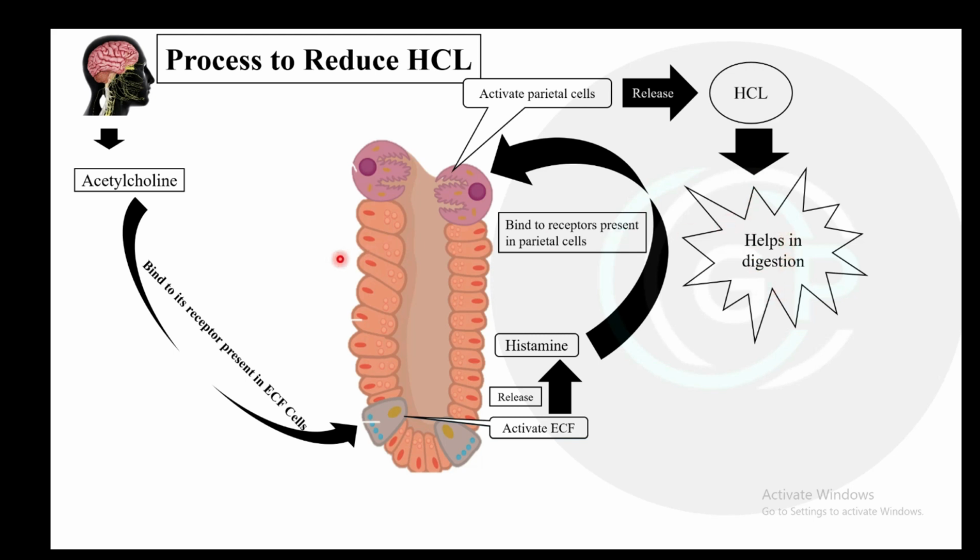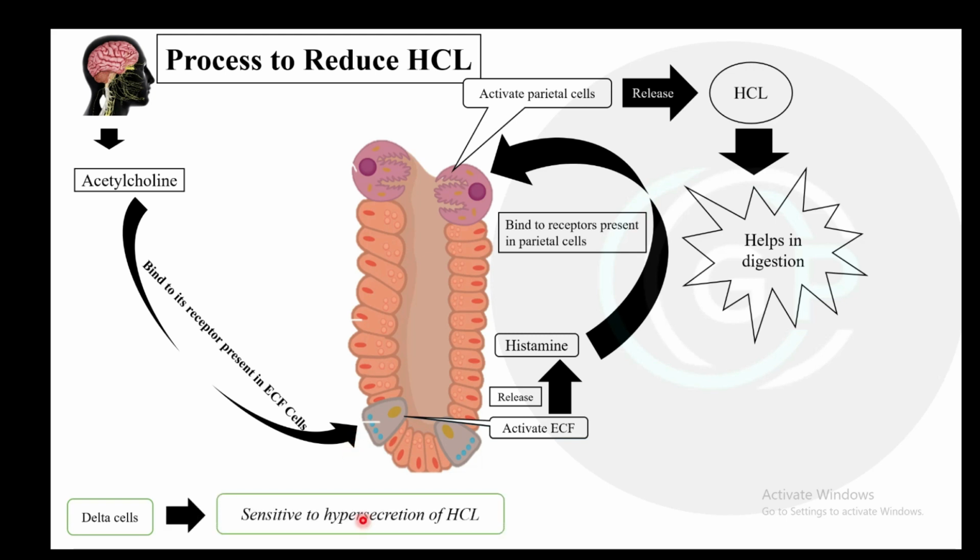So in case of hypersecretion, there is a delta cell. This delta cell is very sensitive to hypersecretion of HCl. In case of hypersecretion of HCl, this delta cell will play a very important role in reducing the level of HCl. Once these delta cells sense that there is a high amount of HCl in the stomach, they will start to release a chemical known as somatostatin.